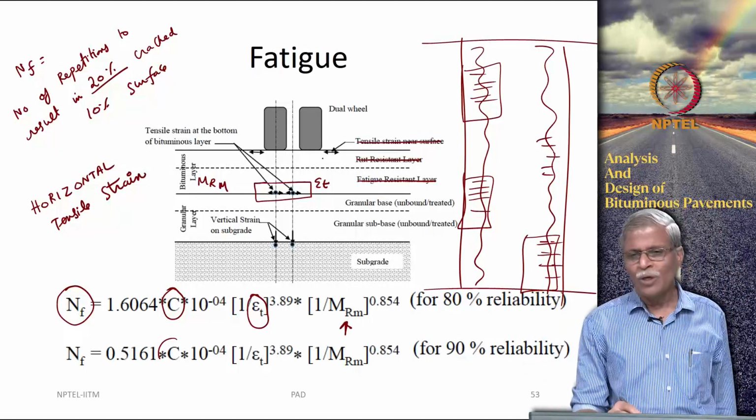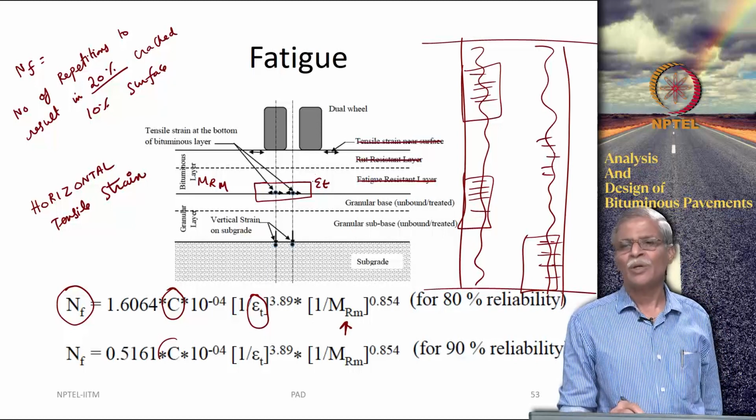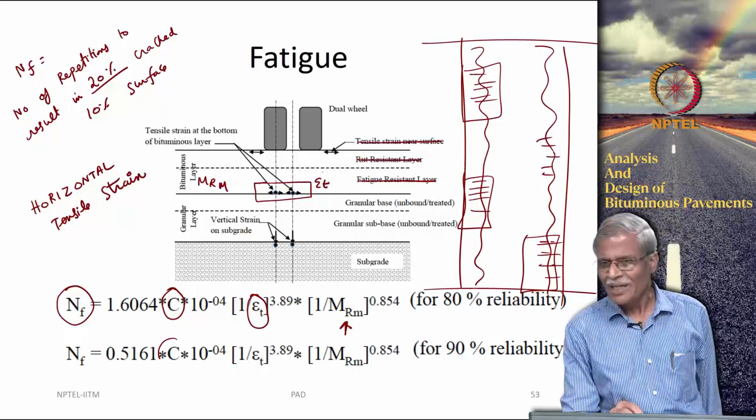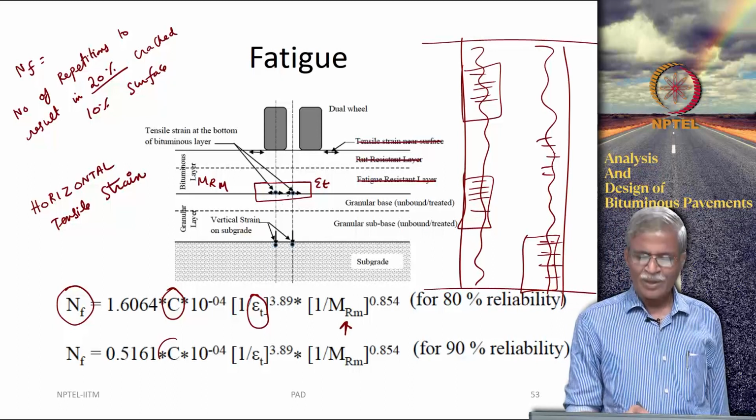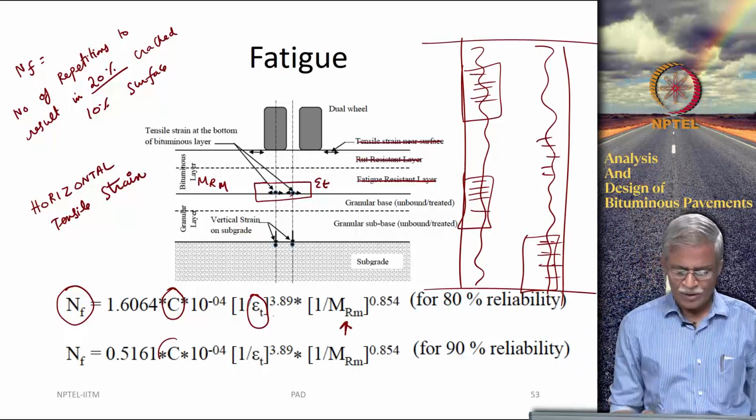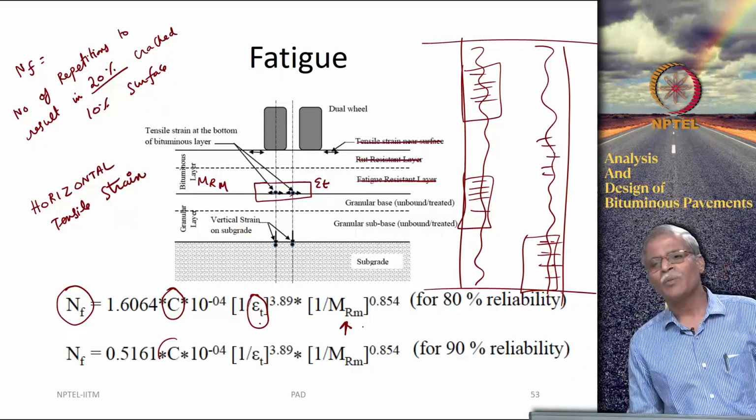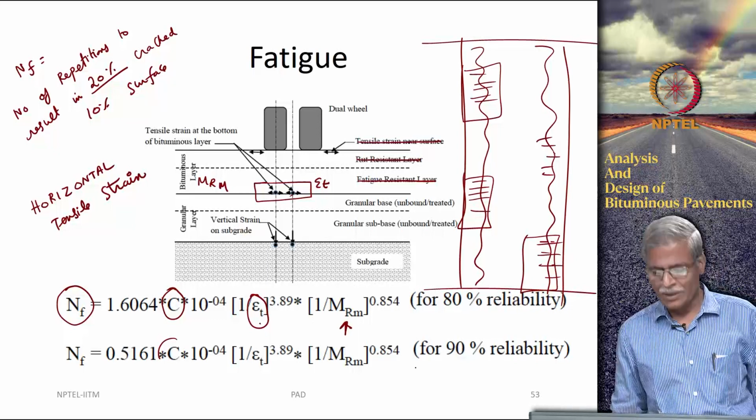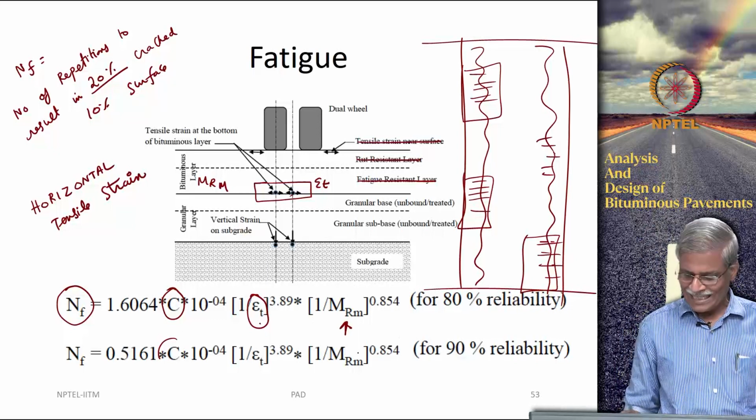Again, to answer all your questions, how do you compute horizontal tensile strain? We need to put all the modulus values, thickness, Poisson's ratio, use IIT PAVE or CanPAVE, and you can compute the strain here. Substitute it here. What is the modulus value? This is the modulus value that is given to you. So, now you are going to get some here.